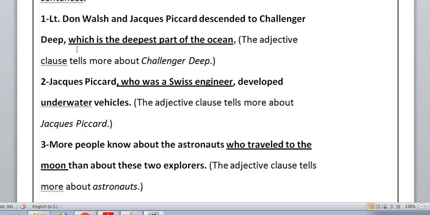Yes, so the adjective clause tells more about what? Challenger Deep. All right, what is that Challenger Deep? What kind of it? The deepest part of the ocean.